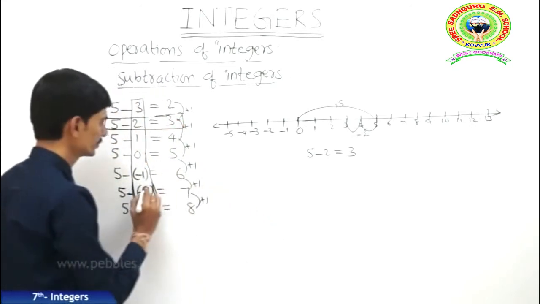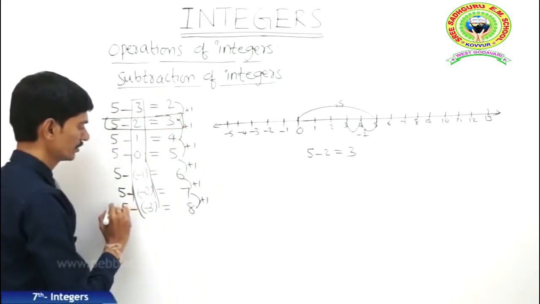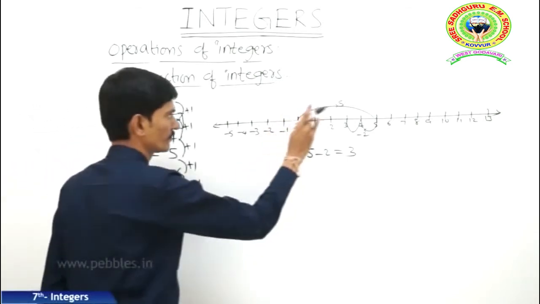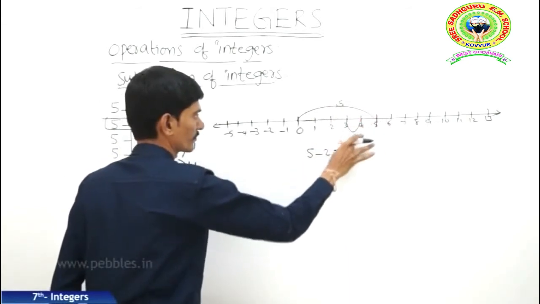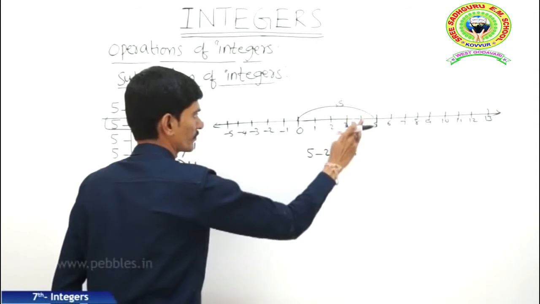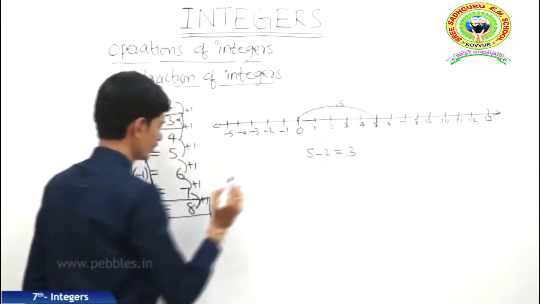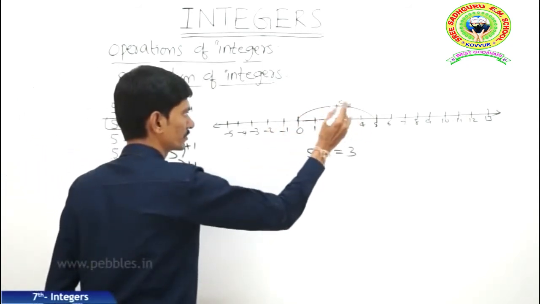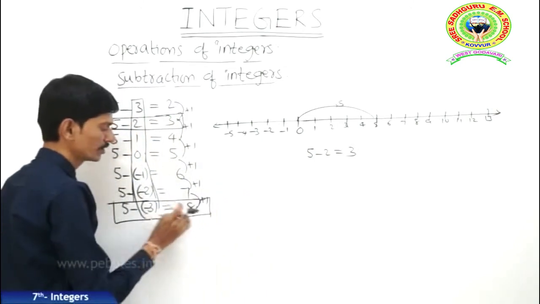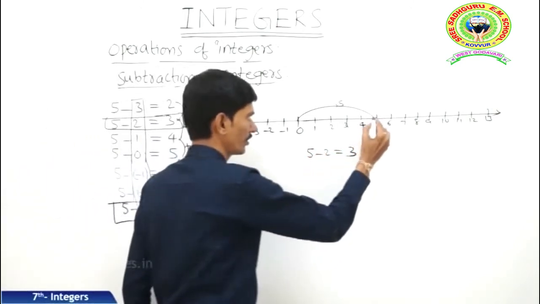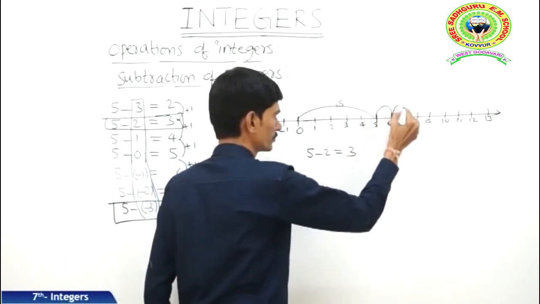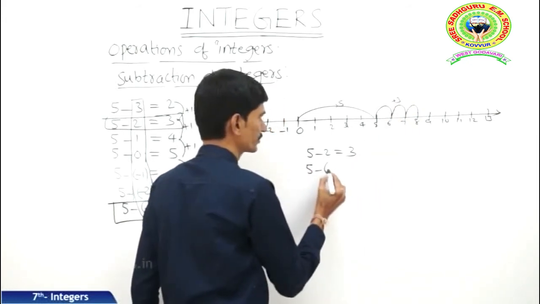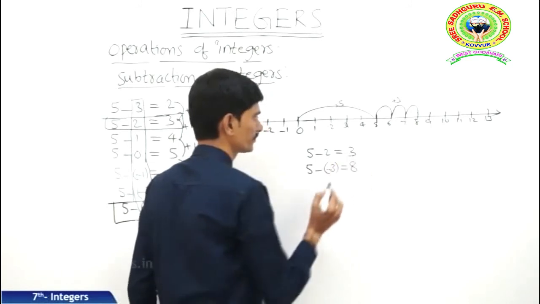And when you subtract a negative integer, so if you take the 5 minus of minus 3 case, that is 8. Now when you take 5 minus of minus 3, the result is 8. So first we take 0 to 5 units, then minus 3 to reach 8. So again we move right on the number line. 1, 2, 3. So this is plus 3. Then 5 minus of minus 3 equals 8.